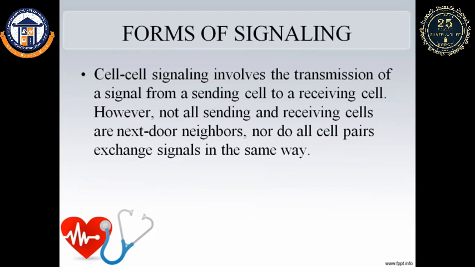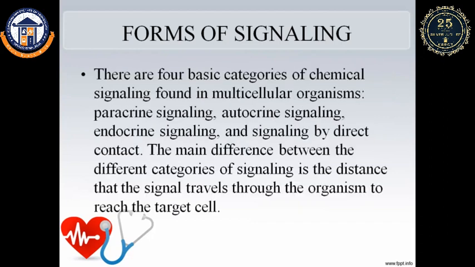The forms of cell signaling can be divided based on the neighboring cell or the target cell. If the cells are near, it is called paracrine signaling, and if the target cells are far away, it is called endocrine signaling. The forms of signaling are of four basic categories, which include paracrine signaling, autocrine signaling, endocrine signaling, and signaling by direct contact.